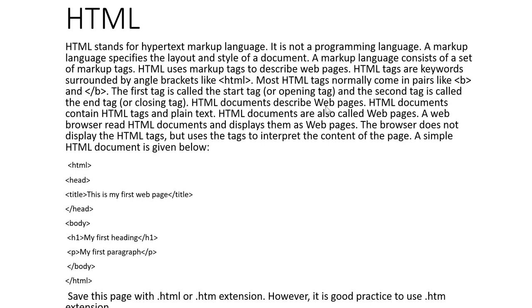HTML documents describe web pages. An HTML document contains HTML tags and plain text. It consists of HTML tags; this <h1> and </h1> are HTML tags, and this "My First Heading" is plain text. HTML documents are also called web pages. A web browser reads HTML documents and displays them as web pages.